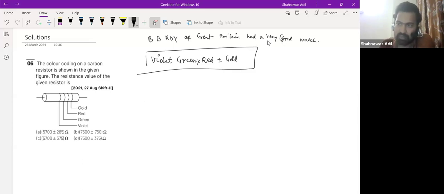what is violet? 0, 1, 2, 3, 4, 5, 6, 7. Violet is 7. And then what is green? 0, 1, 2, 3, 4, 5. Green is 5. Then red: what is the multiplier? What is the power of red? 0, 1, 2, so 10 to the power 2. Gold is plus minus 5%. So this is the answer: 7,500 plus minus 5%.